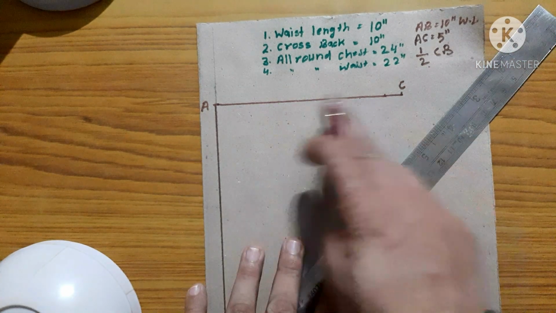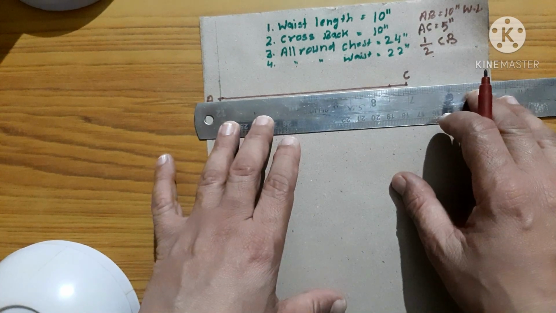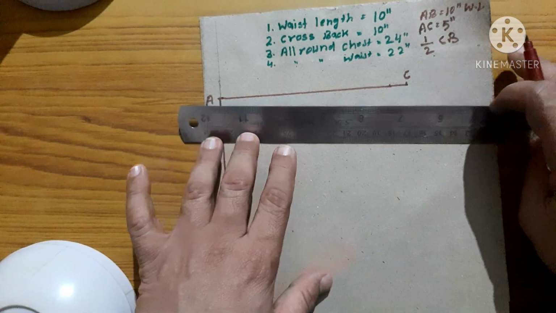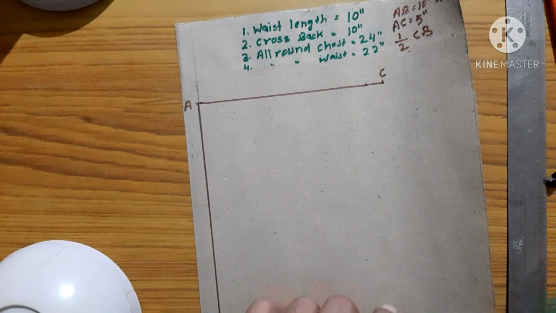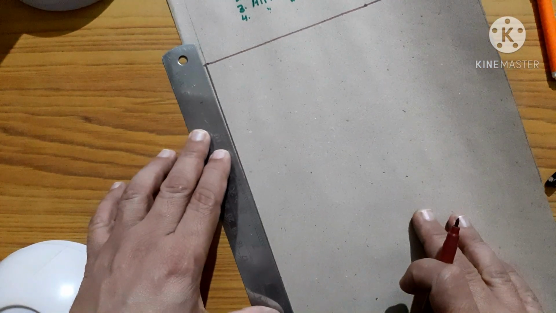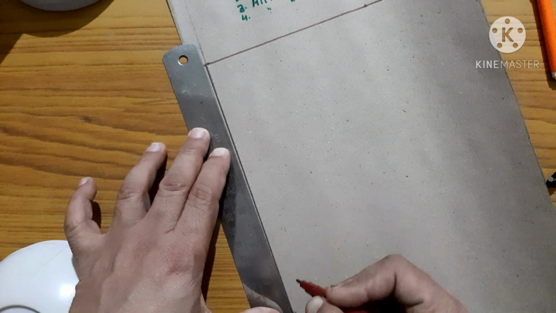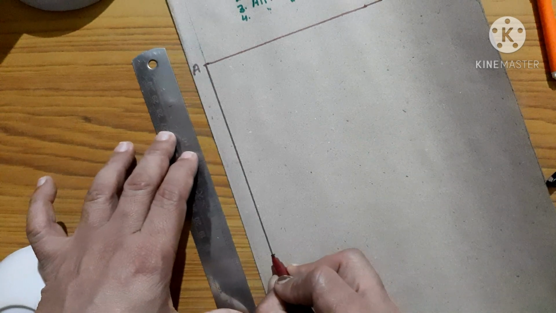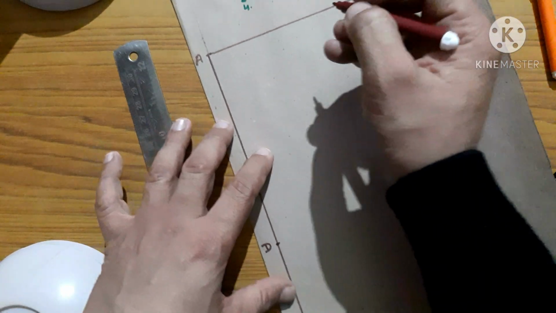That means this is the shoulder of the dress. This is 5 inches, that means half of the cross back, right? From point C, again we'll square out a line, or you can do one thing, you mark a point D on line AB, and we'll say how we have marked it.